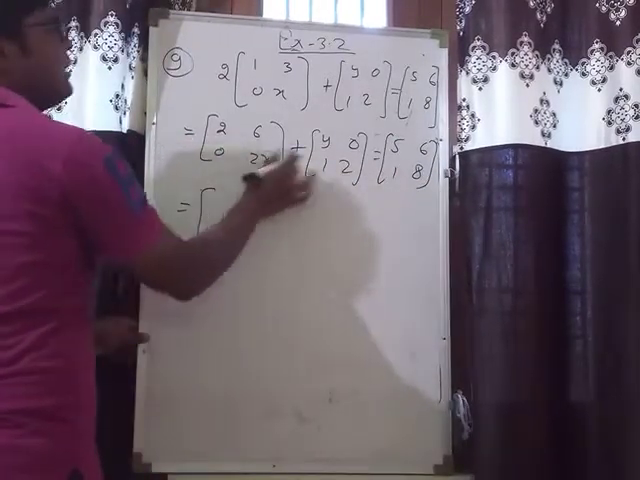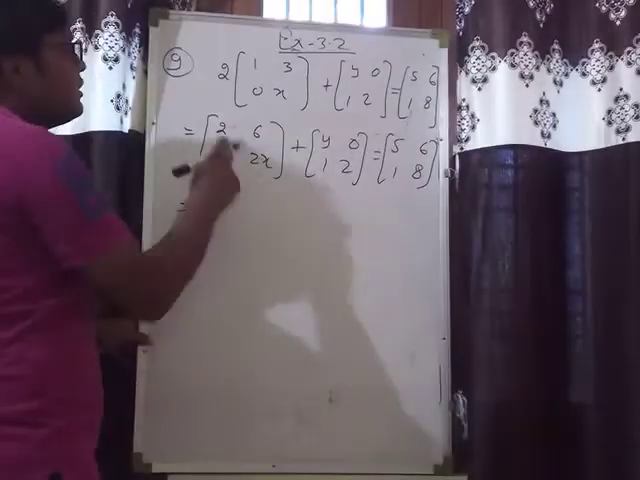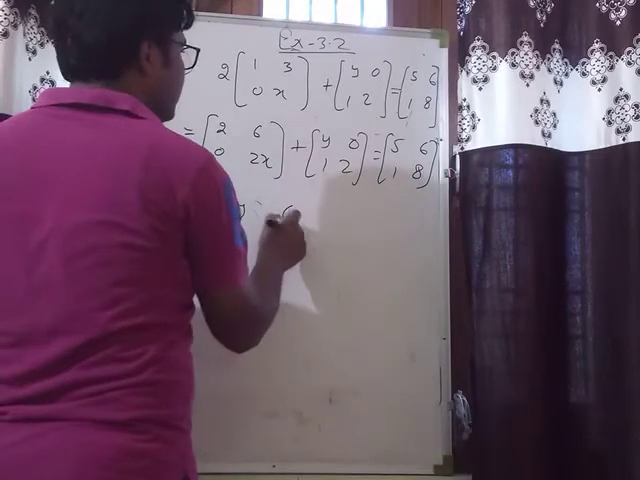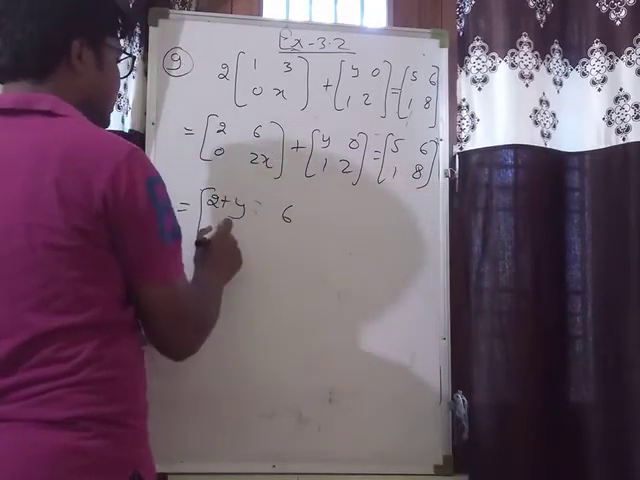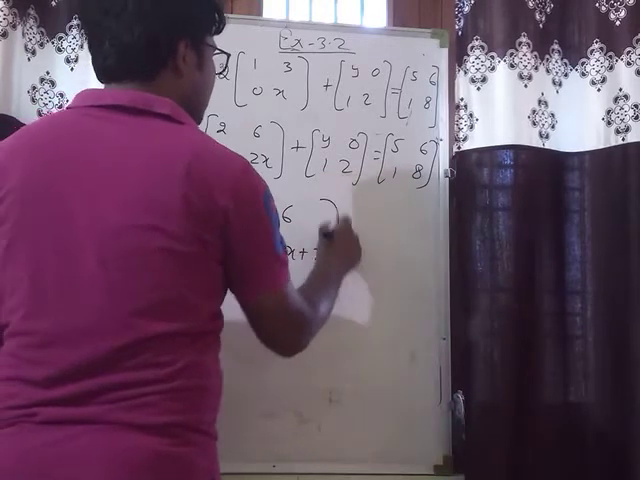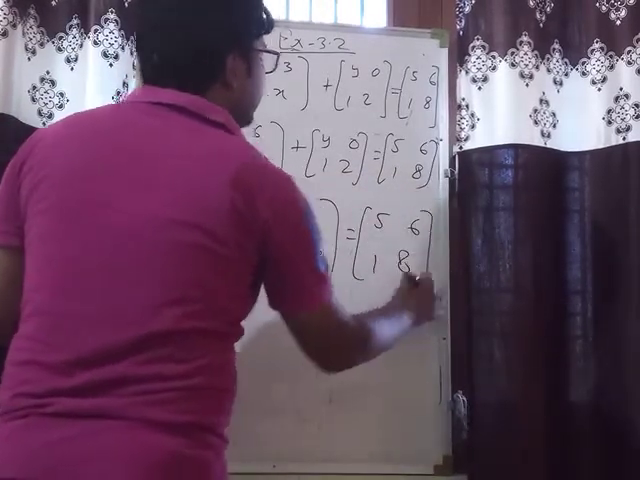That is, add these two matrices. So corresponding entries will be added: 2 plus y, 6 plus 0 is 6, 0 plus 1 is 1, 2x plus 2, equal to [5 6; 1 8].